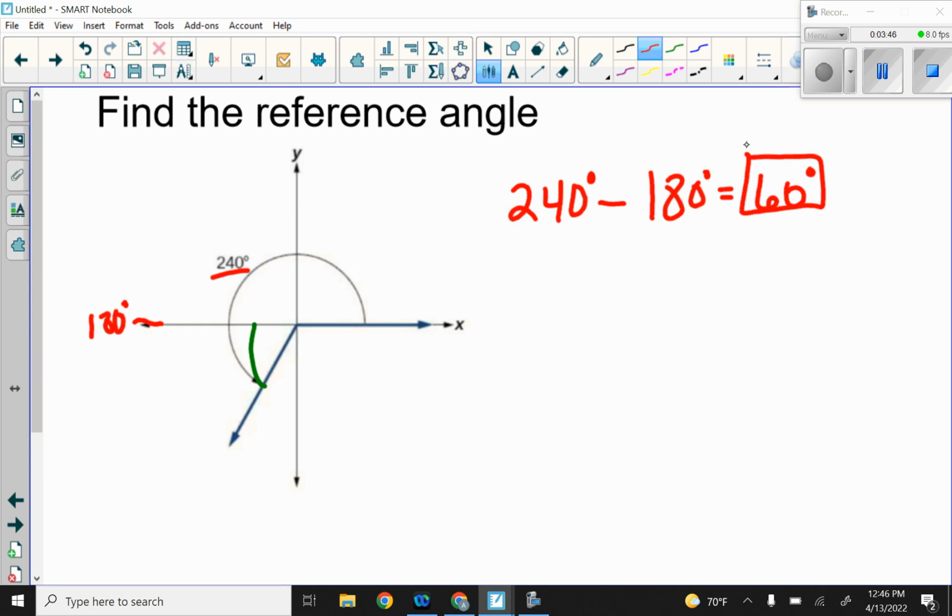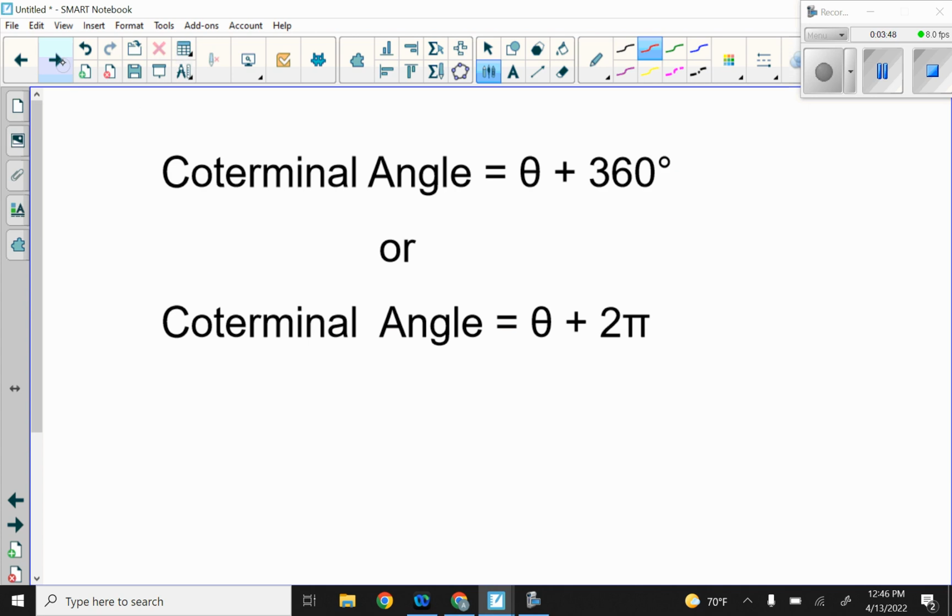All right, so now we're going to look at coterminal angles. Coterminal angles are angles that are in the same place, like when we put them on the chart or when we draw them or sketch them, but they have different degree measures. We find them by either adding 360 degrees or in radians 2 pi.